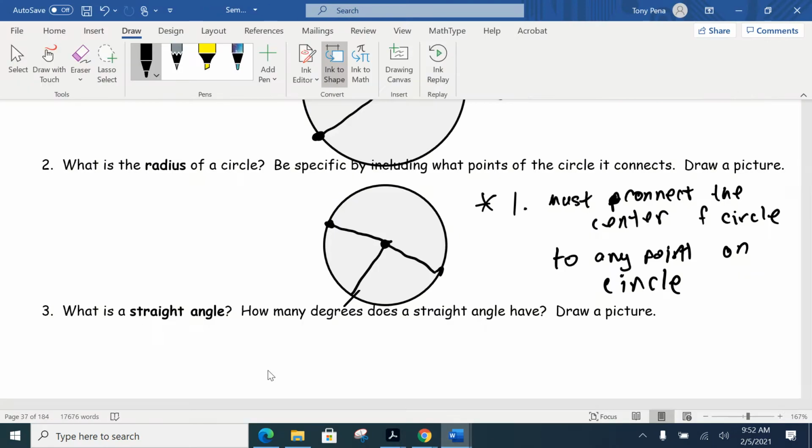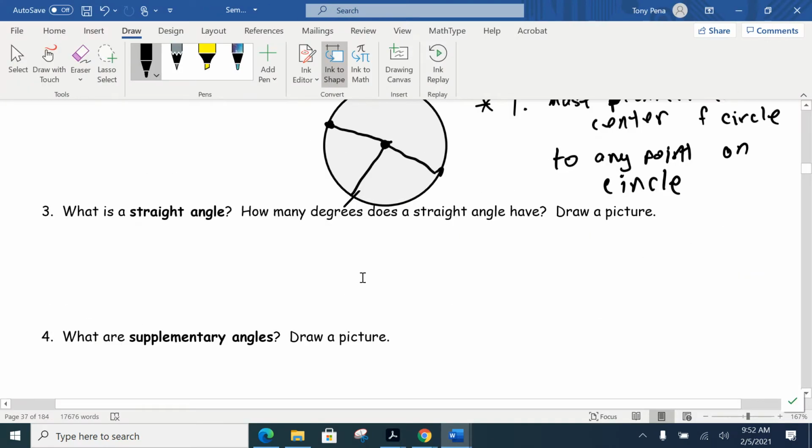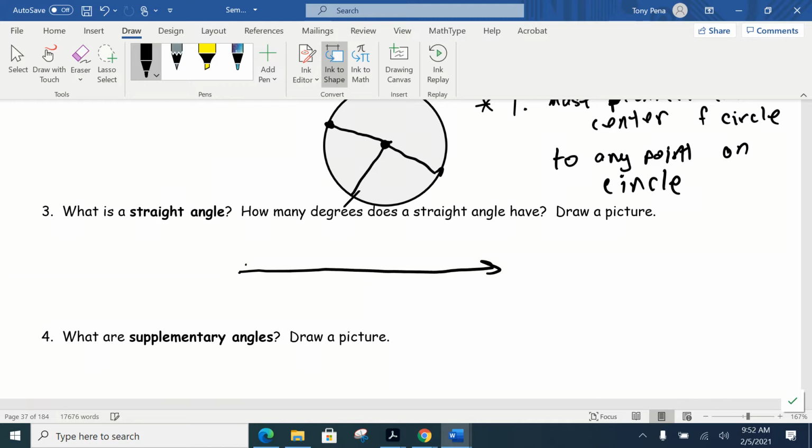I usually forget. All right, number 3. What is a straight angle? And then how many degrees does a straight angle have? Draw a picture. A straight angle is a really fancy geometry phrase for basically a straight line. So a straight angle is basically a straight line.